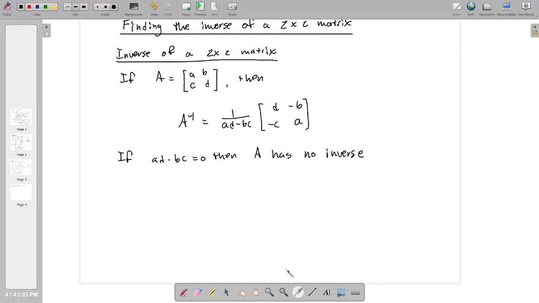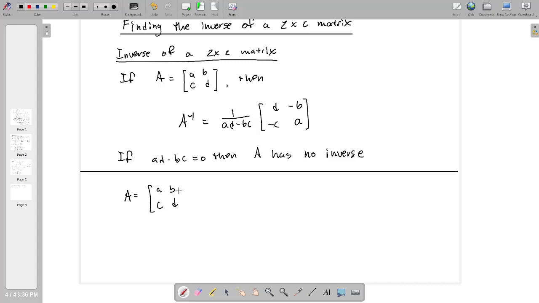Now, we haven't talked about this yet, but we will soon. This AD minus BC has a specific name. It's called the determinant. And the determinant equaling 0 meaning that A has no inverse will be a recurring theme. I'm going to prove this to you really quickly here. So let's say that we have the matrix A, B, C, D. I want to multiply by this matrix to show you that this matrix is in fact the inverse of A.